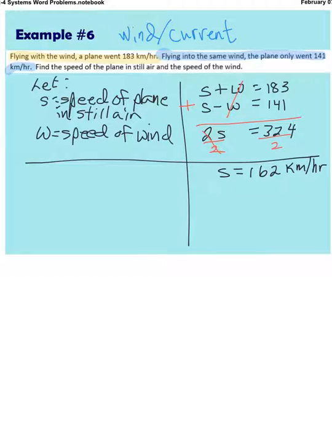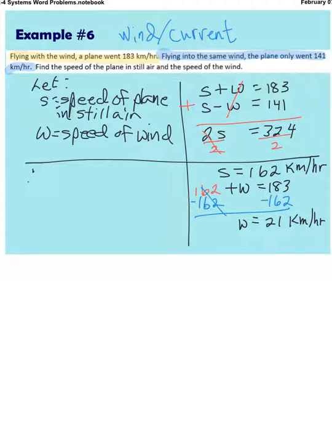So then to find our wind, we're going to plug this value, 162, into the first equation for S plus W equals 183. And so to solve, I am going to subtract 162 from both sides. And I end up with W equaling 21 kilometers per hour, which sounds about right for a wind speed. So I've found what I need.